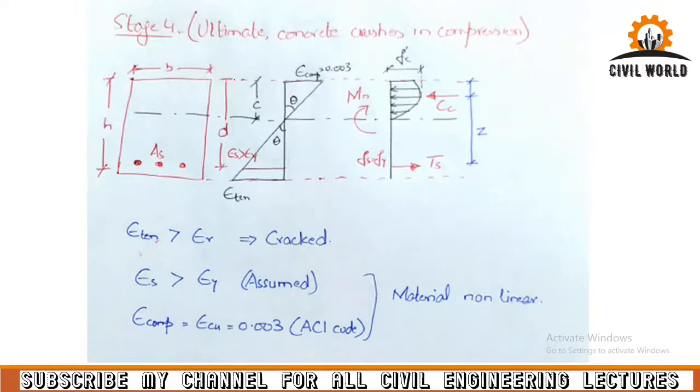This is the strain profile, but now our stress profile has changed a bit. It is not varying linearly like the previous stages. The distribution is parabolic. So we have lower compression stresses in the top fiber, then they increase till our neutral axis.